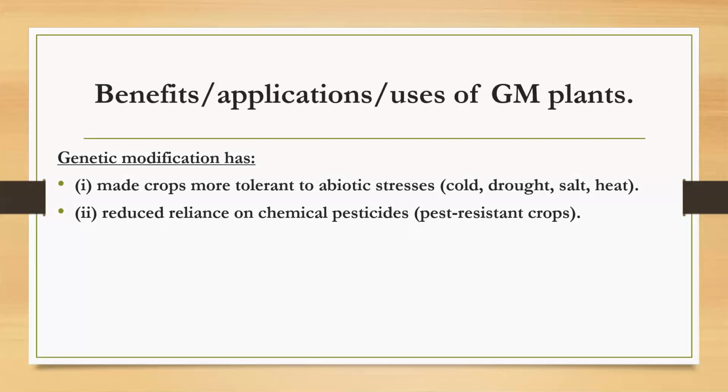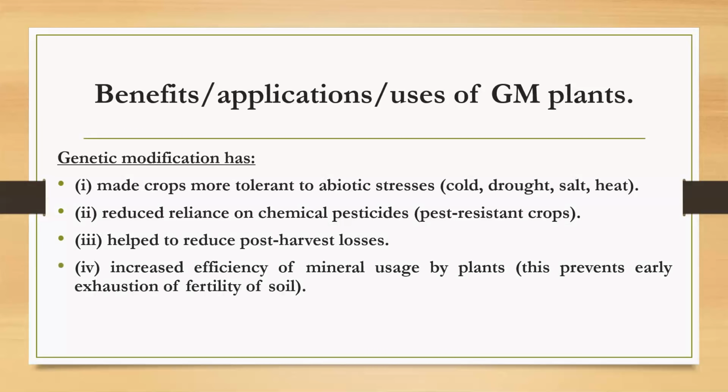So, by producing the pest-resistant, insect-resistant variety, we can reduce the usage of chemicals. So, that is another important application. Third one, genetic modification has helped reduce post-harvest loss. Even after harvesting, a large amount of food will be lost. By developing genetically modified plants, we can reduce the post-harvest losses.